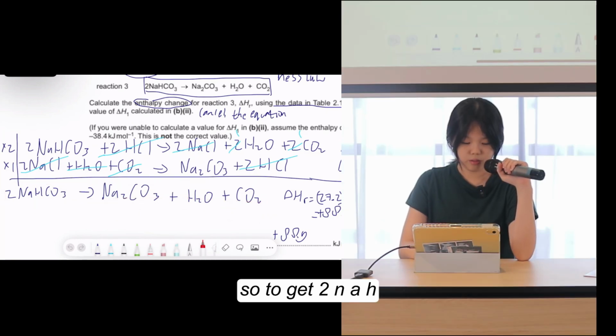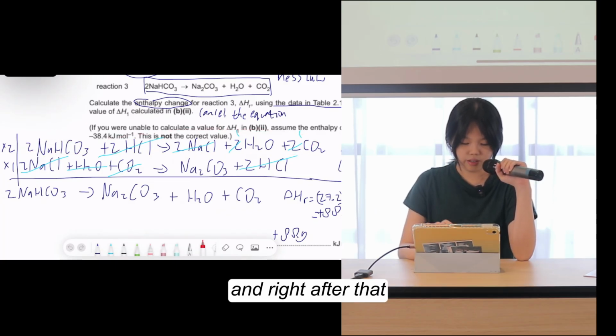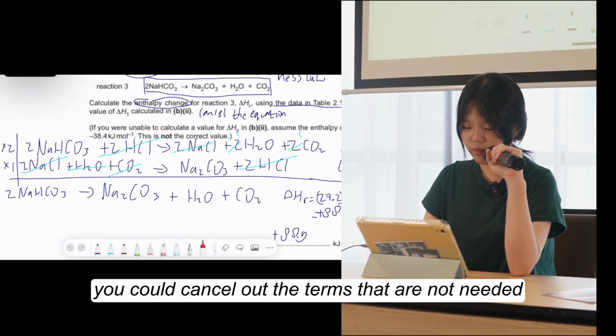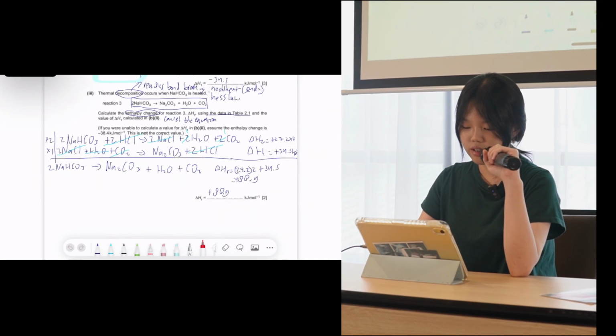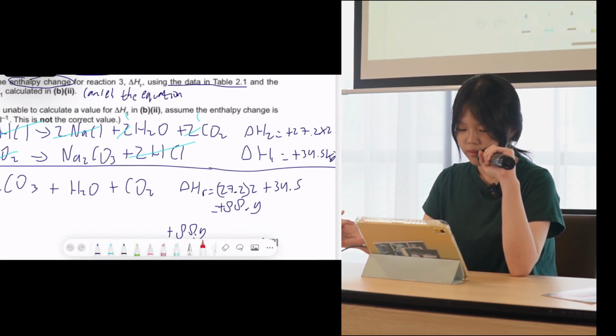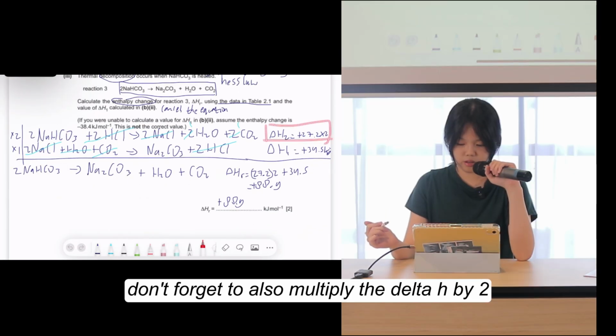So to get 2NaHCO3, you need to multiply everything in this equation by 2. And right after that, you could cancel out the terms that are not needed, like NaCl, H2O, and CO2. When this equation is multiplied by 2, don't forget to also multiply the delta H by 2.